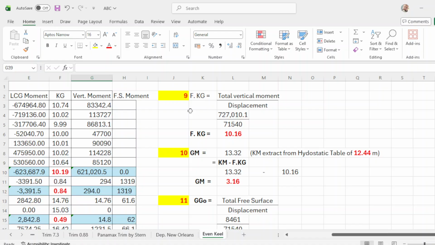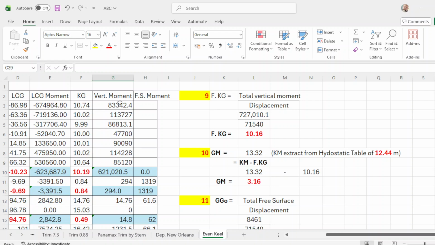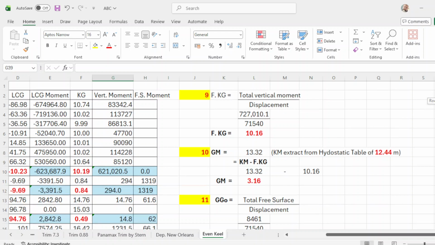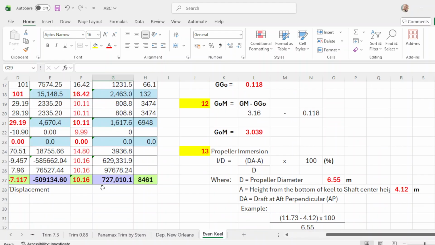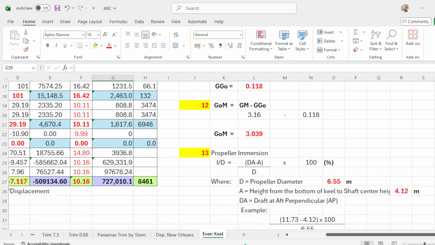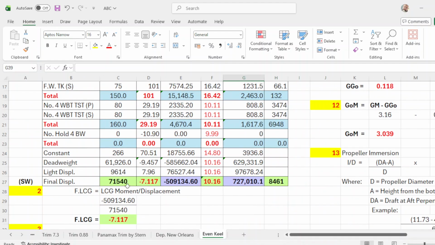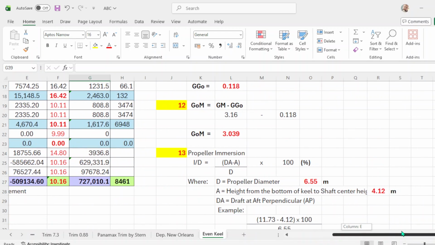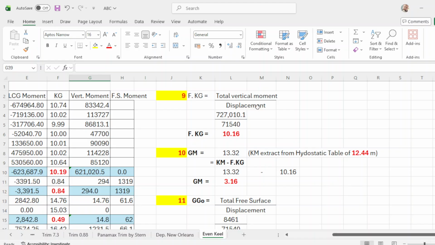Okay, to find the final KG is total vertical moment over displacement. This is your vertical moment. Okay, what is the total of this? The total vertical moment is 727,010, which is this one, and your displacement is 71540. Okay, so total vertical moment divided by your displacement, that will be your final KG of 10.16.